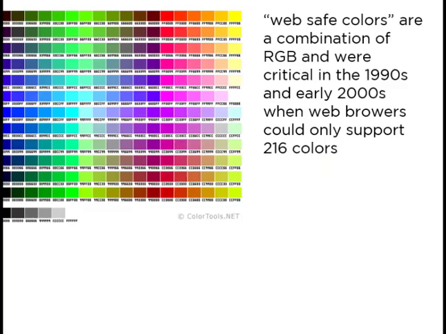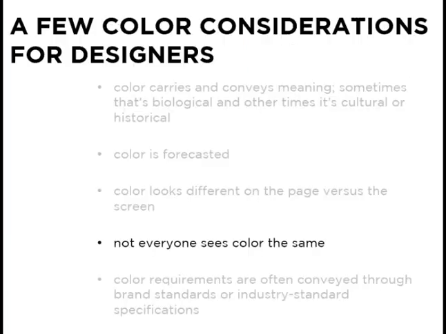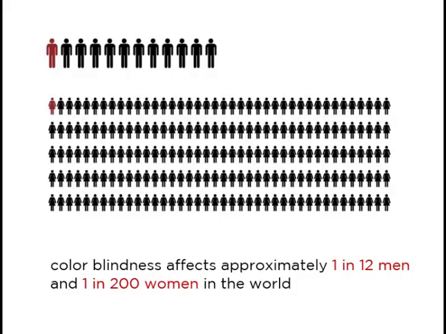Up until relatively recently, web-safe colors were a huge concern and a big issue because computer screens and software like web browsers were really limited and could only consistently replicate 216 colors. Today, however, our screens and devices are much more robust and can represent thousands of colors. Consideration number 4 has to do with how our eyes physically perceive color. Some form of color blindness affects approximately 1 in 12 men and 1 in 200 women.